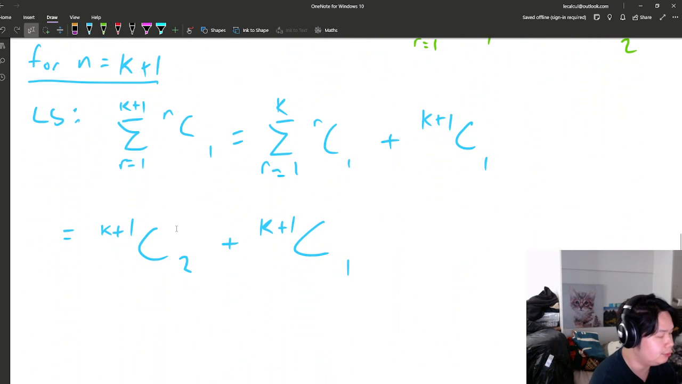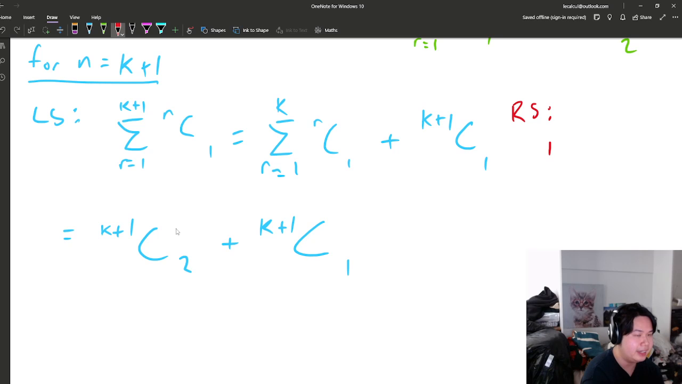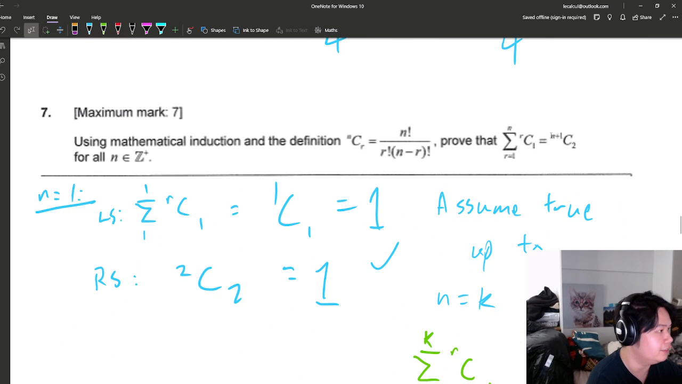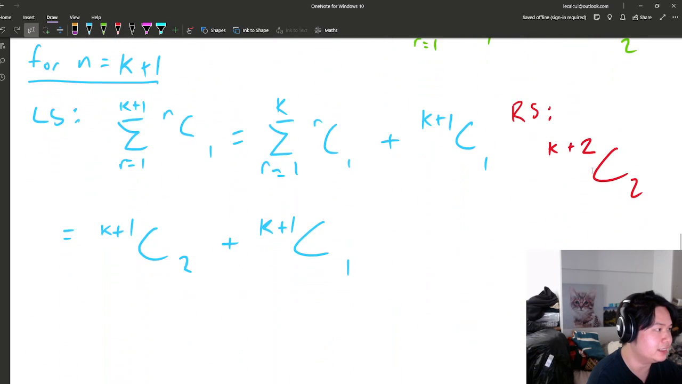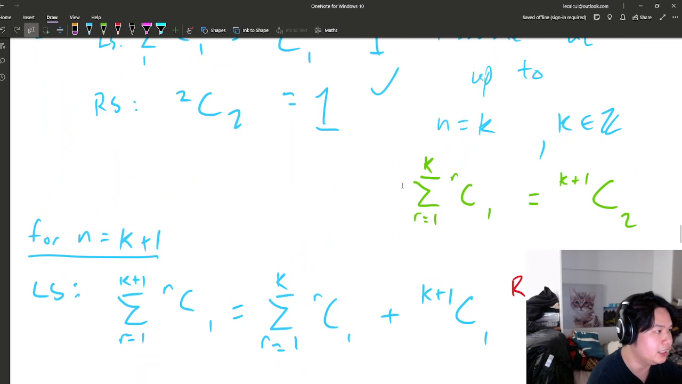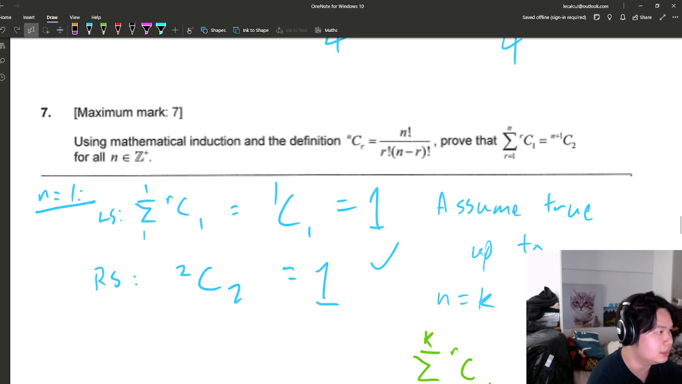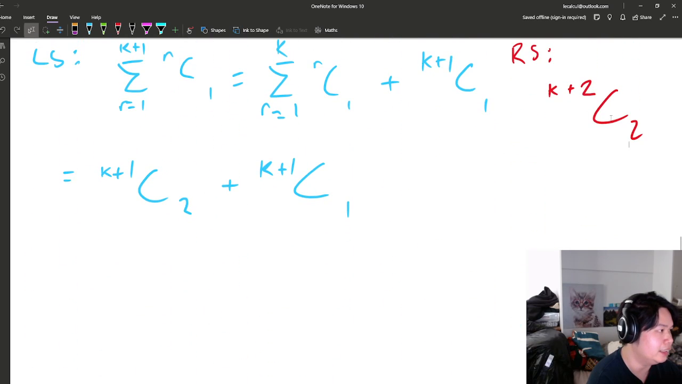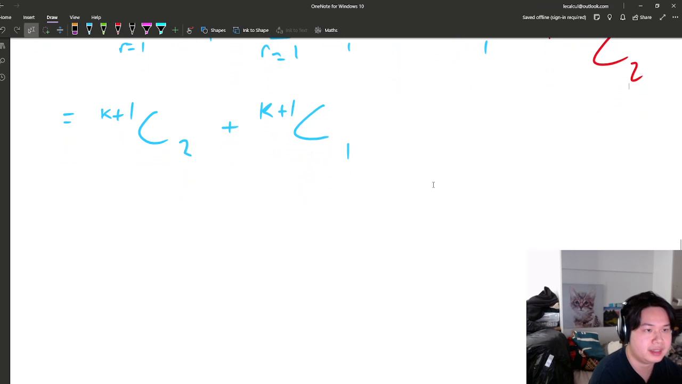And then you also need to keep in mind what you want. So on the right side, I guess I'll write it in red, whatever. I want k plus 2 c2. Right? If n is k plus 1, then I want these two things to be the same, the left side, this, and this. And what we're going to do is use this formula for c, and then you're going to just manipulate this, and then it'll end up looking like this.